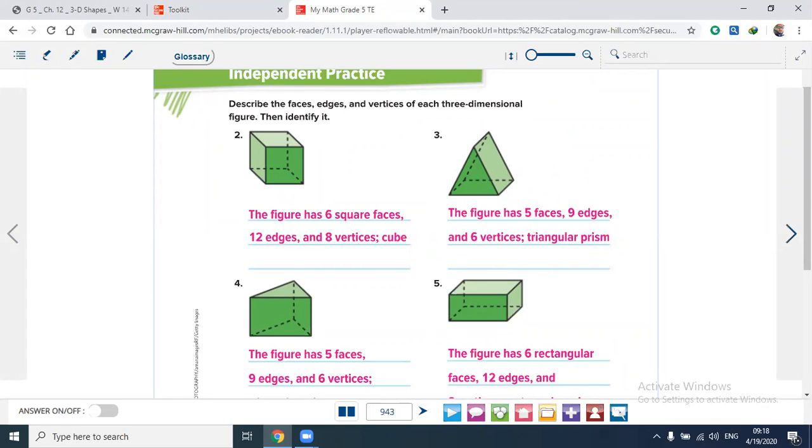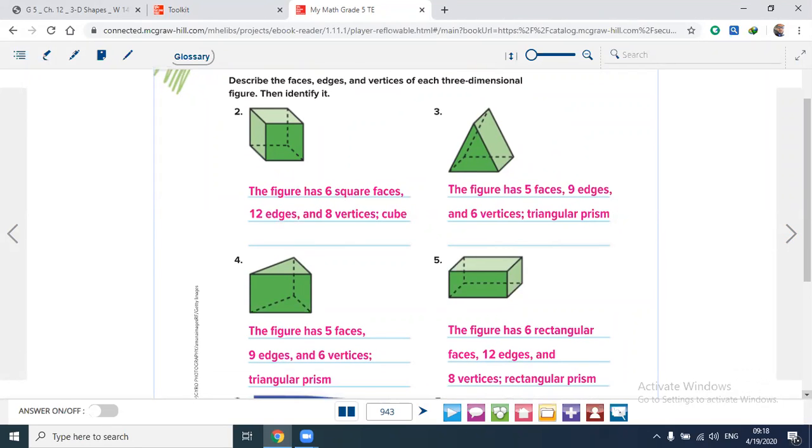Okay, number 3, this looks like a tent, a triangular prism. As you see, number 3 and number 4. The figure has 5 faces, 9 edges, and 6 vertices. It's called a triangular prism. Same in number 4, the figure has 5 faces, 9 edges, and 6 vertices. Like this, called triangular prism.